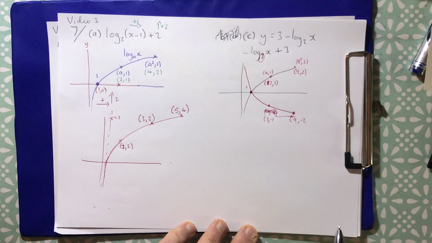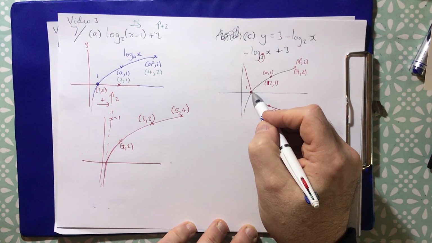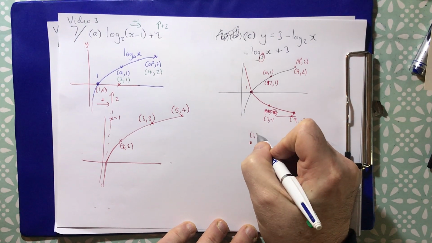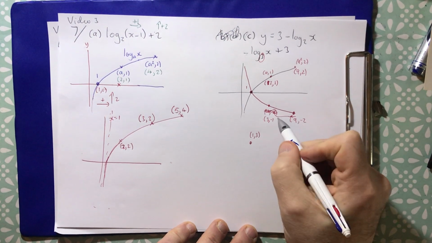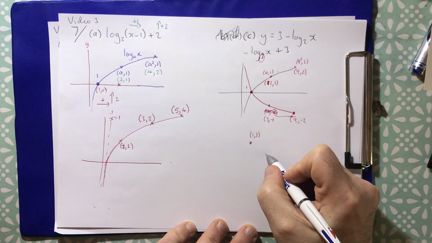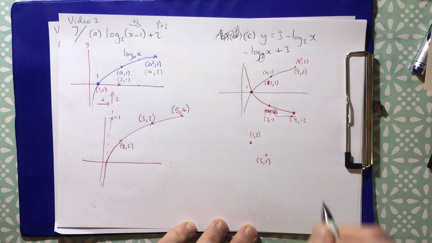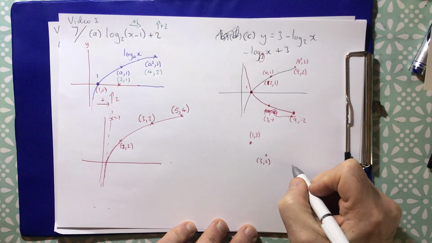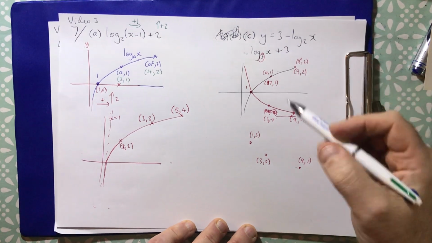But then it says shift it up 3. So our 3 points, instead of being 1, 0, is going to become 1, 3. Okay. This point here, instead of 3, minus 1, remember we're shifting it up 3, that's going to become 3, 2, isn't it? Okay, and instead of 9, minus 2, that's going to become 9, 1, because we've shifted it up by 3.